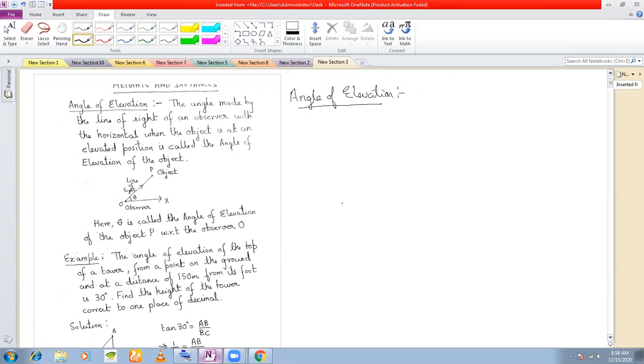If you have an observer here, okay, and there's an object placed at an elevated position. This is your object that is placed at an elevated position. Then what is the line of sight of this observer? The line of sight of this observer is this, right? He is looking at this object. This is the line of sight of the observer.